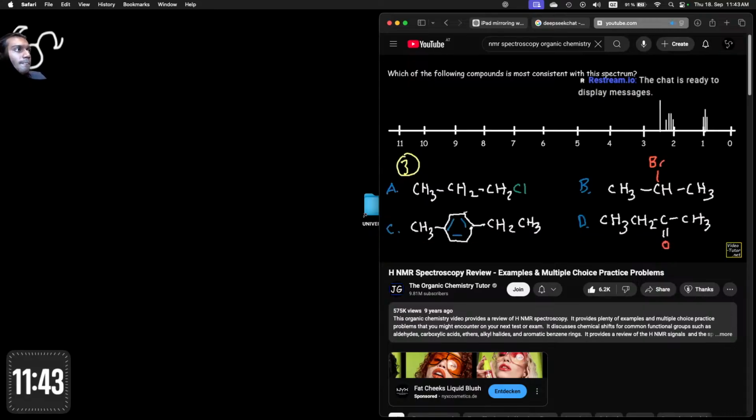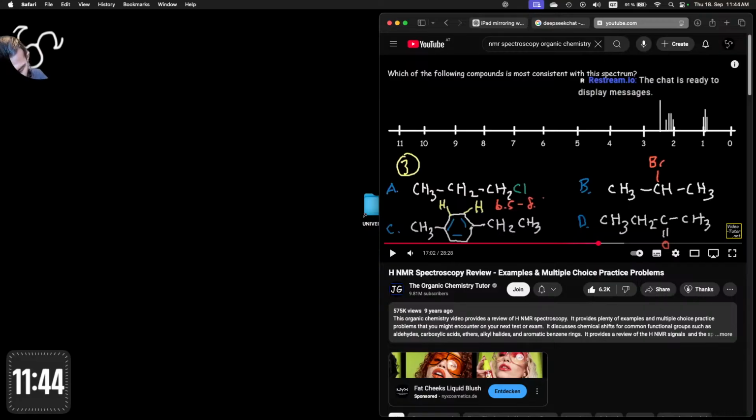Compound C we can eliminate. We have a benzene ring, and usually the signal for the hydrogen on the benzene ring is about 6.5 to 8.5 ppm. We don't have any signals in this region, so we could eliminate answer choice C.